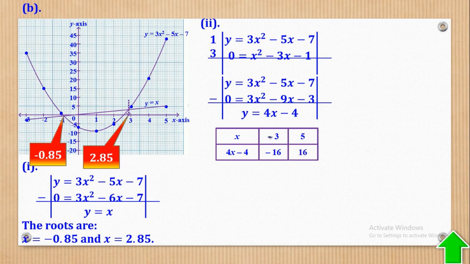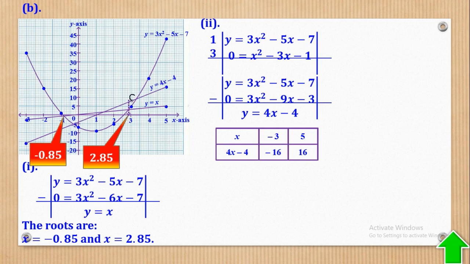So now I'm going to plot these 2 points. When x is negative 3, y is negative 16. So I'll come here at negative 3 and look at negative 16. Then also when x is 5, y is 16. So I'll come at positive 5 and get positive 16, which is there. Now this is a straight line, so I'll use a ruler to join these 2 points. So let's do that. Then I'll label the line.